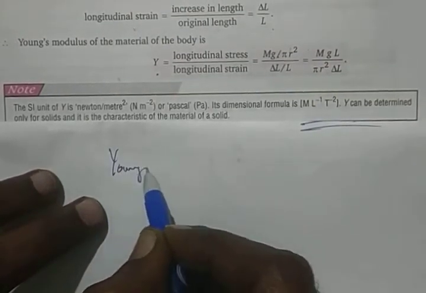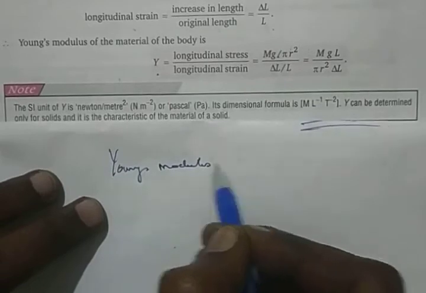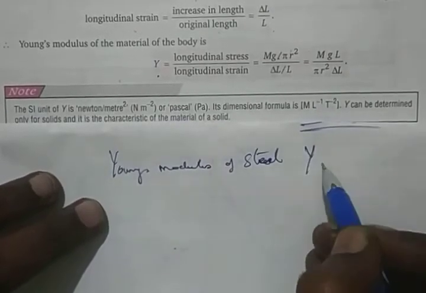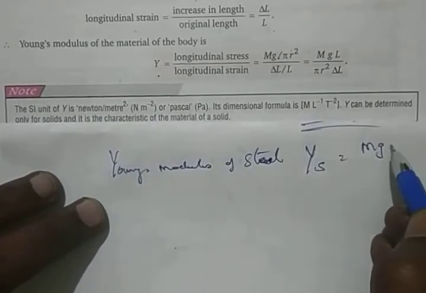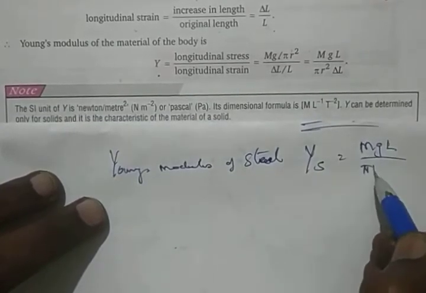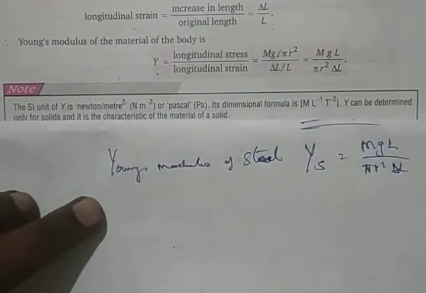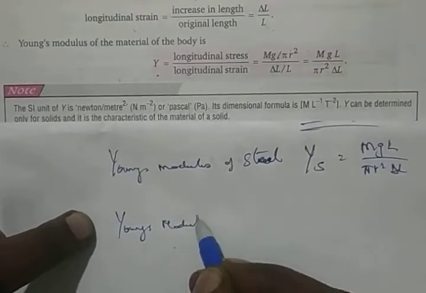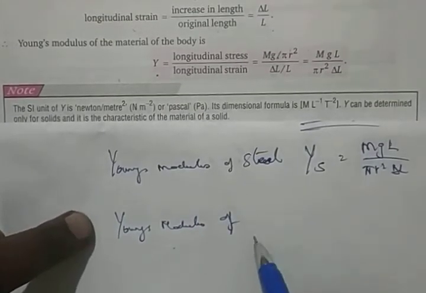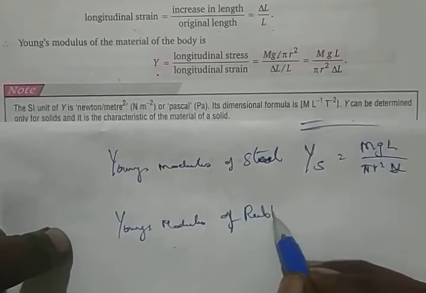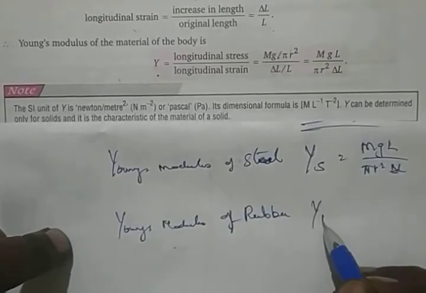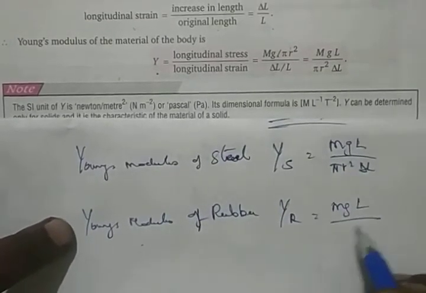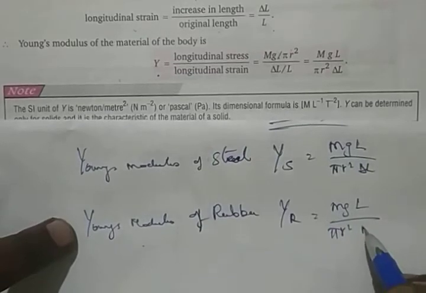Young's modulus of steel, Ys, is going to be equal to mgL upon pi r squared delta L. And then Young's modulus of rubber, mgL upon pi r square into delta L.